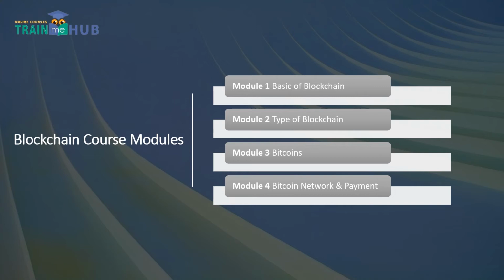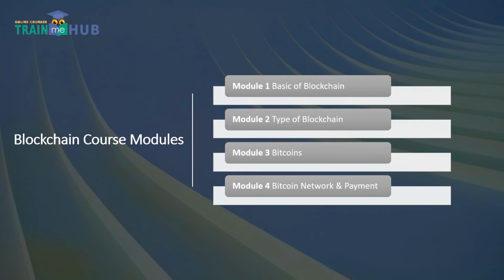Moving on to module 2, types of blockchain. In this, we'll cover topics like distributed ledgers and technology, public blockchain, private blockchain, and CAP theorem. In module 3, we'll talk about Bitcoins. The following topics will be covered. What is Bitcoin? How a transaction happens in Bitcoin, transaction data structure, miners and mining systems.